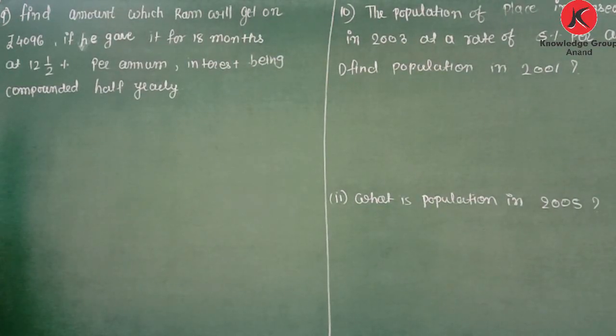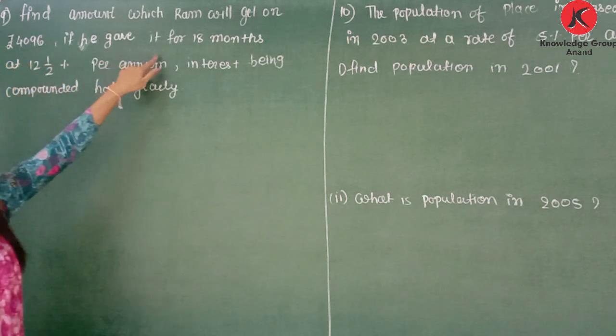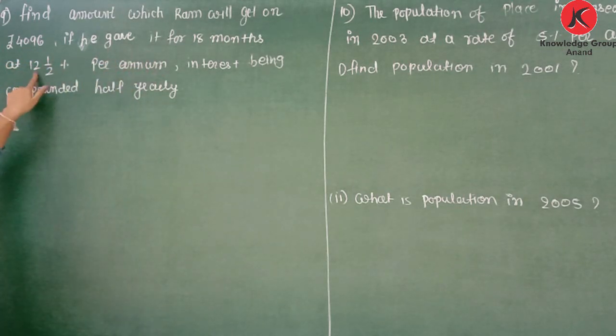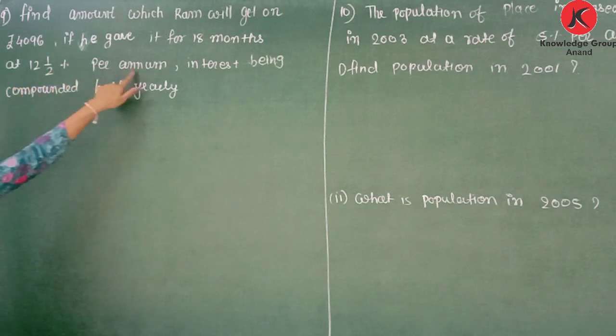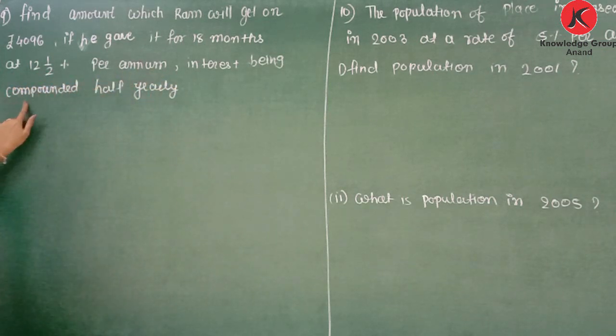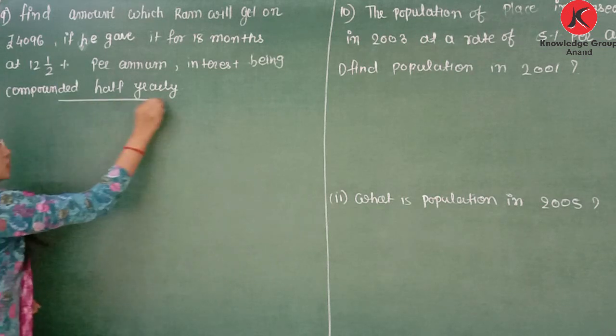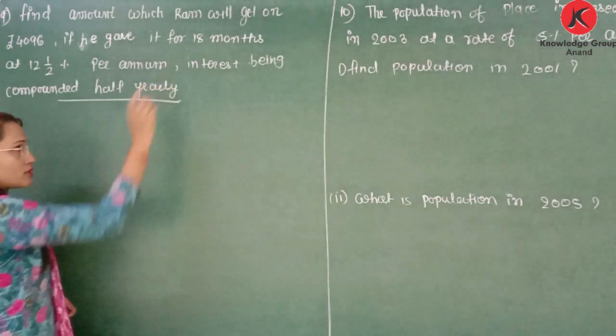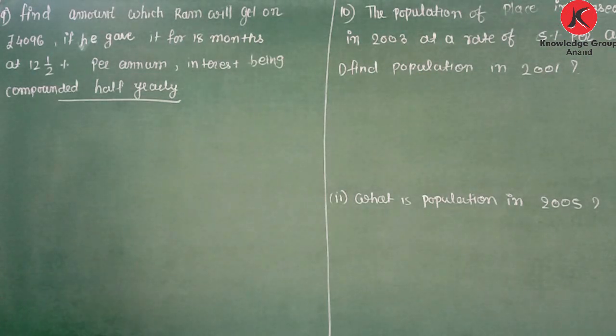Now example 9. Find the amount which Ram will get on rupees 4,096 if he gives it for 18 months at 12.5% per annum interest being compounded half yearly. So it is compounded half yearly, means your rate of interest will change and n will change.